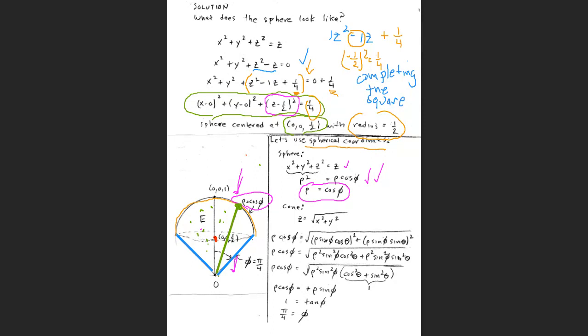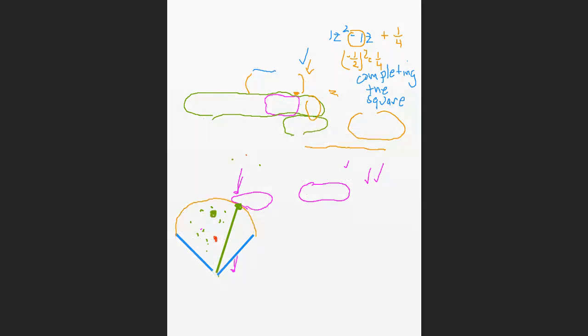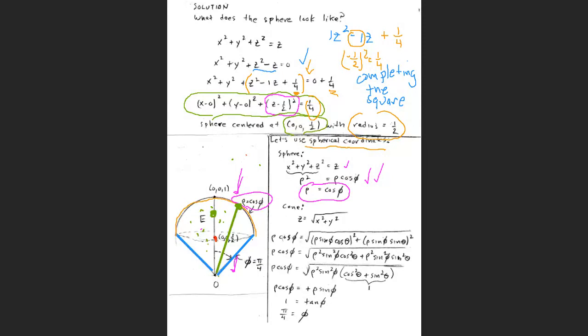Well, of course, at a point here, phi would equal 0. The phi values start at phi equals 0, and they go all the way to where the cone is. Well, what's the equation of the cone? Well, the equation of the cone is phi equals pi over 4. Okay, how do we get that though? Well, here's the equation of the cone, z equals the square root of x squared plus y squared. I substitute in z equals rho cosine phi, and then I substitute in x and y.